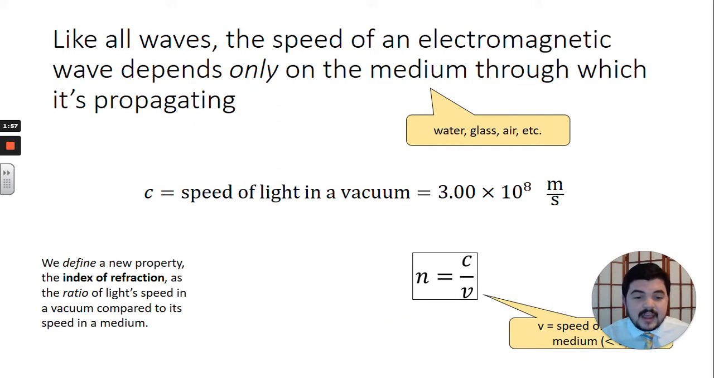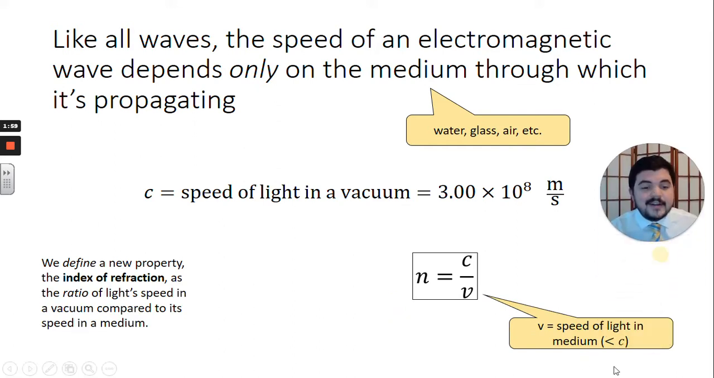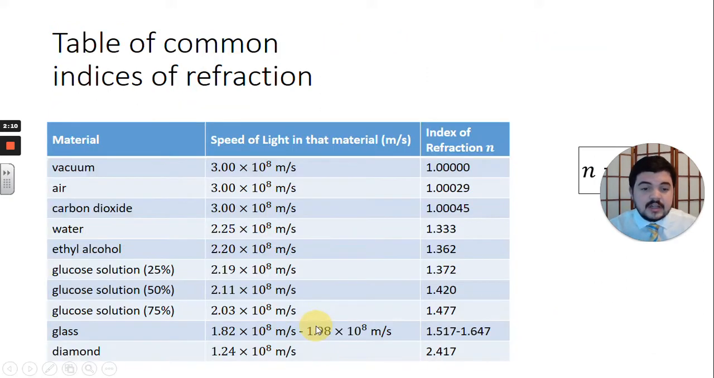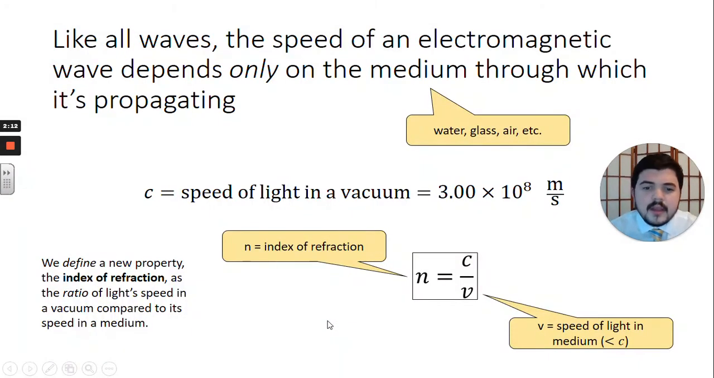We're going to use n as our index of refraction, and v here is the speed of light in a medium. It's always slower than the speed of light in a vacuum. It's never faster. N is this new quantity, index of refraction. And so there we have it. That's our definition. Since the speed of light is always fastest in a vacuum, that means the denominator v is always smaller than the numerator c, and our indices of refraction will always be greater than or equal to 1.